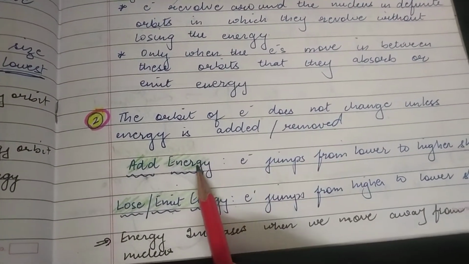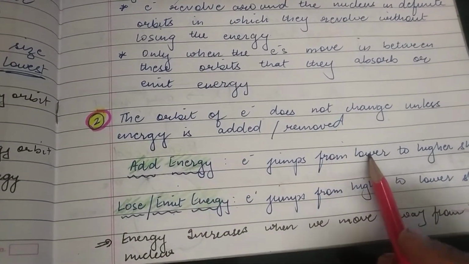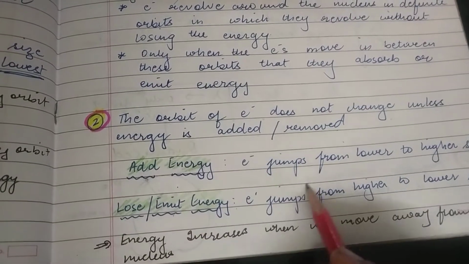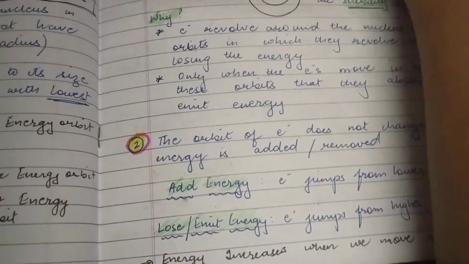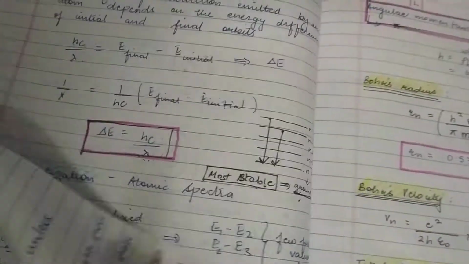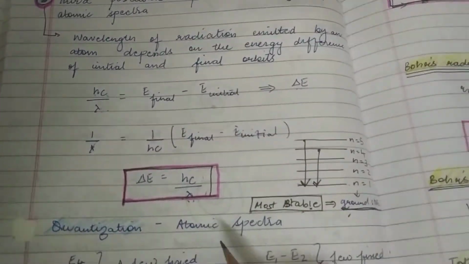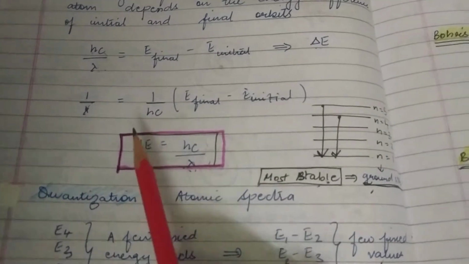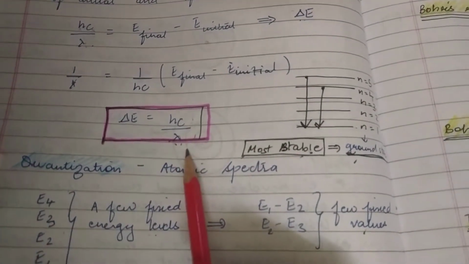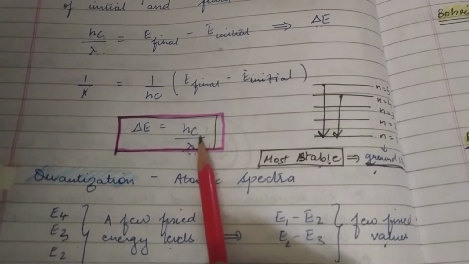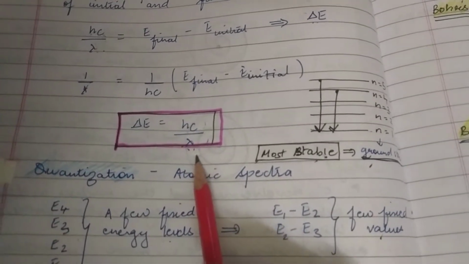That is, when an electron absorbs energy, then it jumps from a lower to a higher energy level, and when it loses or emits energy, it jumps from the higher to the lower energy level. Then the third postulate, I told you, explained the origin of the atomic spectra, and we had seen how delta E is related to hc upon lambda, where delta E is the change in the energy, h is the Planck's constant, c is the velocity of light, and lambda is the wavelength.